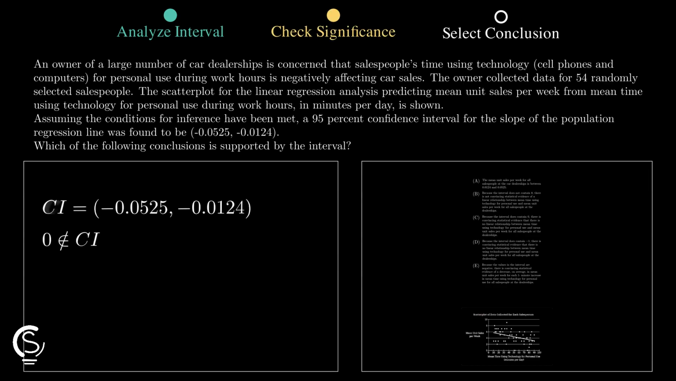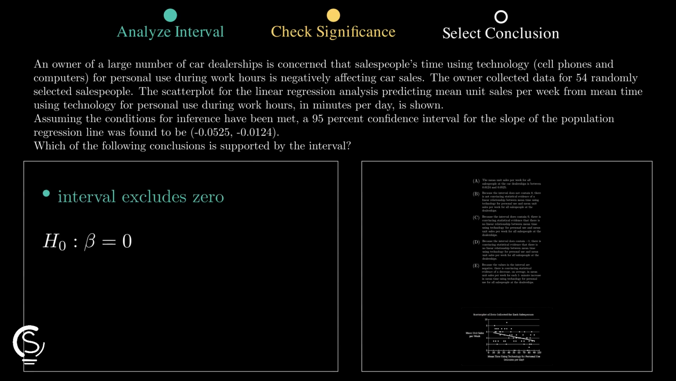Since the interval does not contain 0, we have convincing statistical evidence that the slope is not 0. This confirms a linear relationship exists between technology use and sales now.